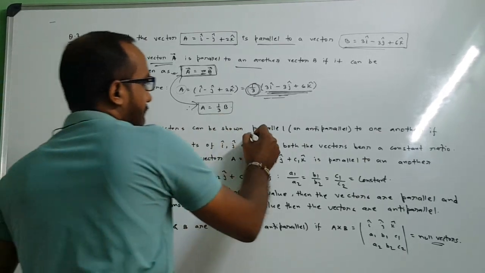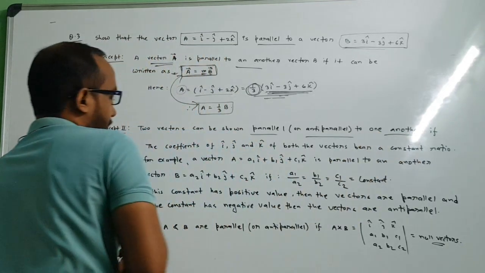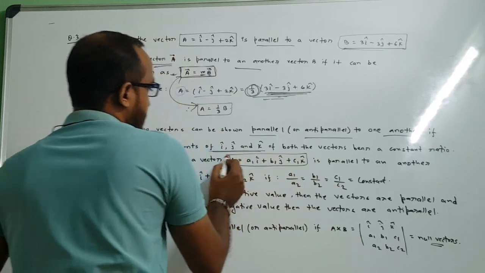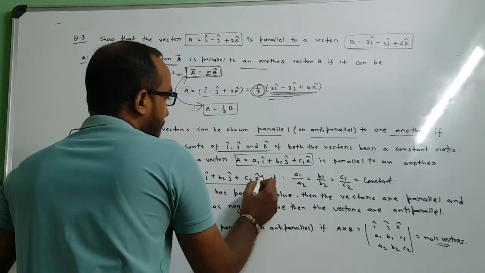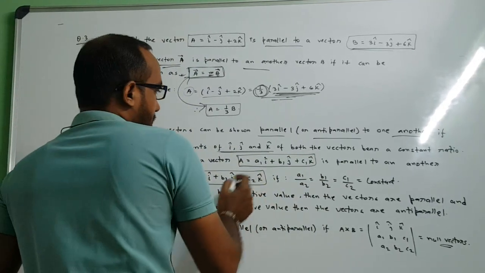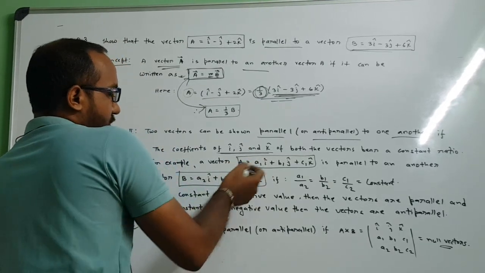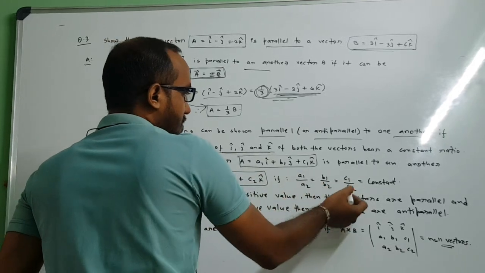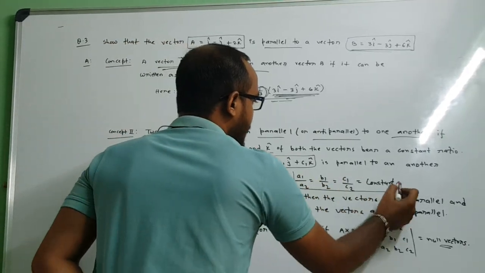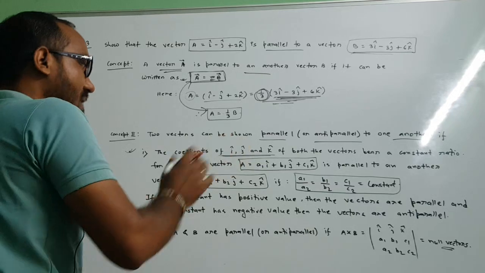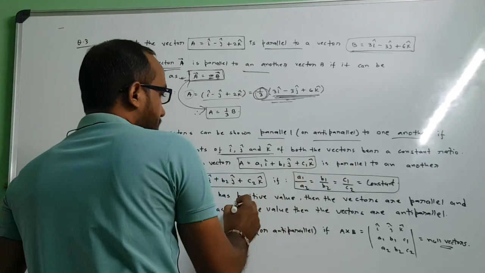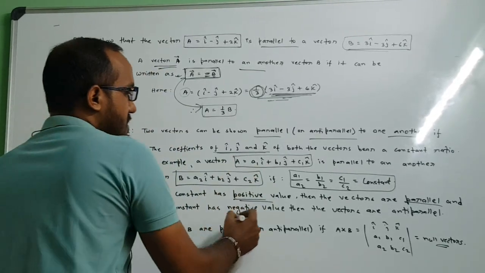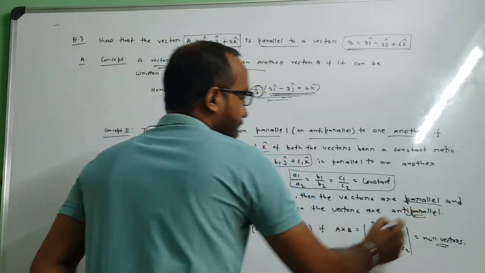Two vectors are parallel or anti-parallel to one another if, let us say this is our A vector, this is our B vector, take the ratio of individual coefficients. If A1 by B1 equals A2 by B2 equals A3 by B3, all three ratios are constant, that means the same value. If this constant is a positive value, then the vectors are parallel. If this constant is a negative value, then the vectors are anti-parallel.